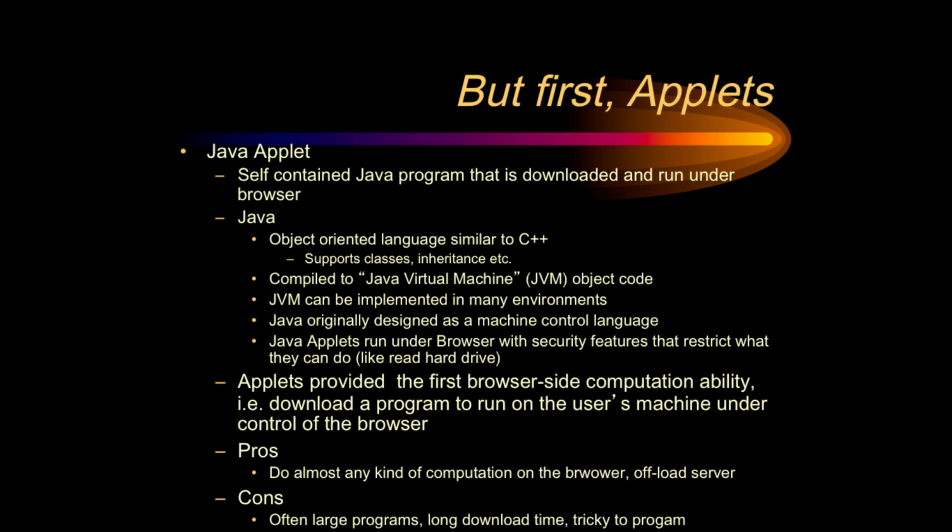So these applets provided the first browser-side computation ability. You can download a program to run on the user's machine under control of the browser. Pros are you can do almost any kind of computation on the browser, offloading the server. The cons are that these are pretty large programs, with long download times, tricky to program, and difficult, as we'll see, to communicate with back-end server applications.